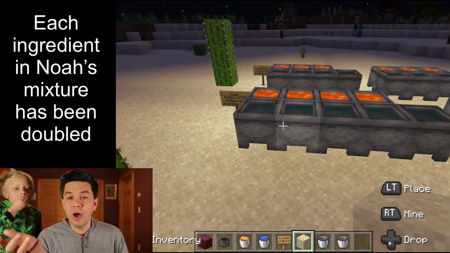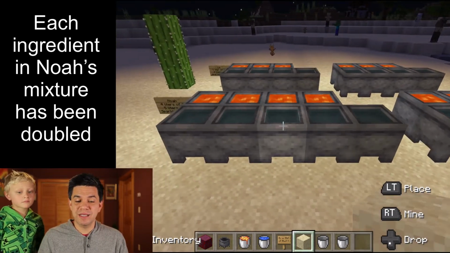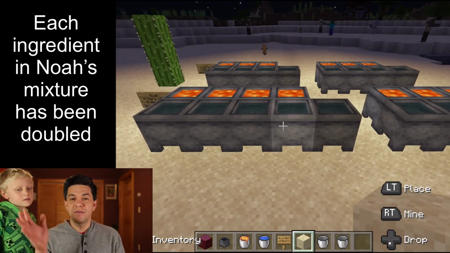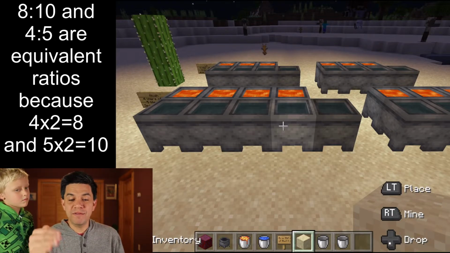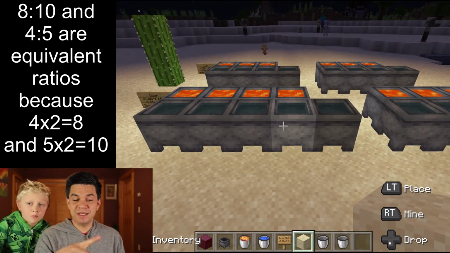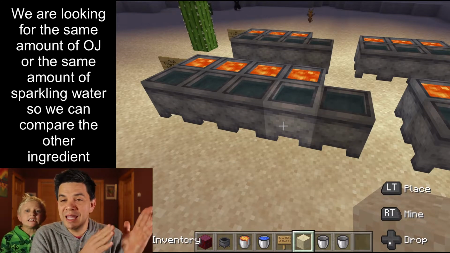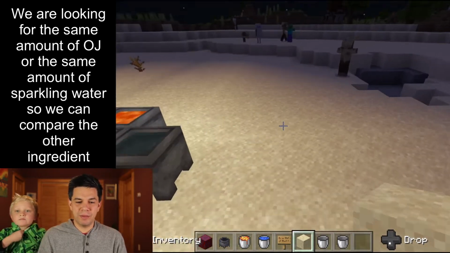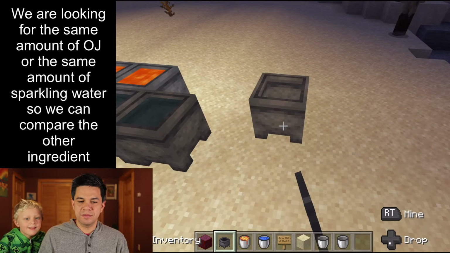We have Noah's ratio. His mixture has been doubled, right? Now there's 2 batches. He has 8 orange juice and he has 10 sparkling waters for a ratio of 8 to 10. And we have an equivalent ratio of 4 to 5, right? 1 batch is just 4 to 5. So we're looking for a number that's the same in both Lynn and Noah's recipe. All right, I'm going to keep going here. I'm going to add another batch to Lynn's.